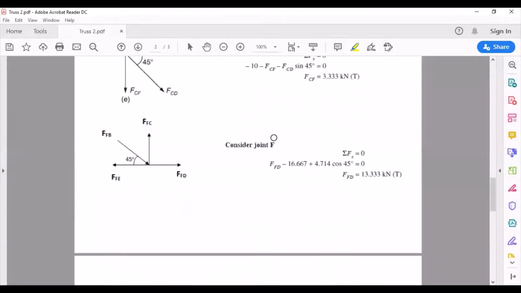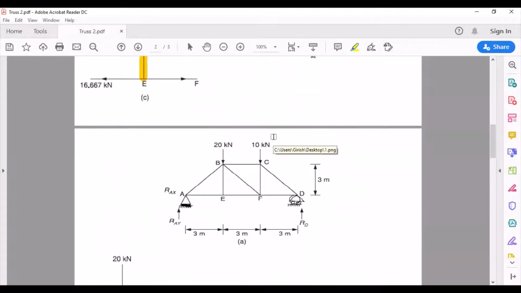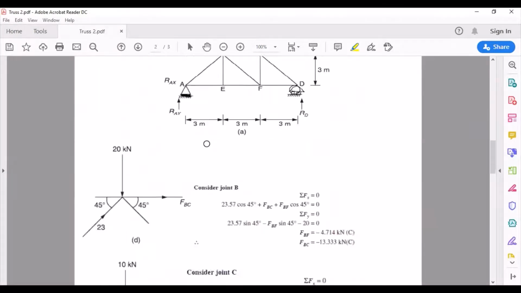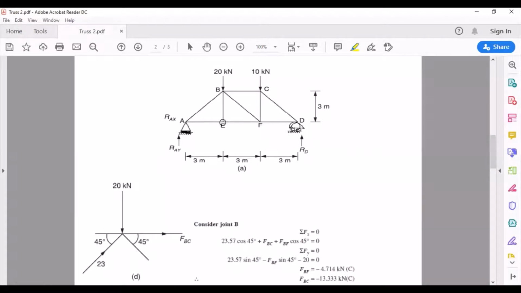Okay, good. So you are done with two joints. Now let us go on to the third joint. Now FE is over. Next, can I take joint F? We'll see. I know FE, I know the member force, I have already calculated. Whereas FB, I don't know. FC, I don't know. FD, I don't know. So three unknowns, I cannot take it because there are three unknowns in the form of FB, FC, FD.